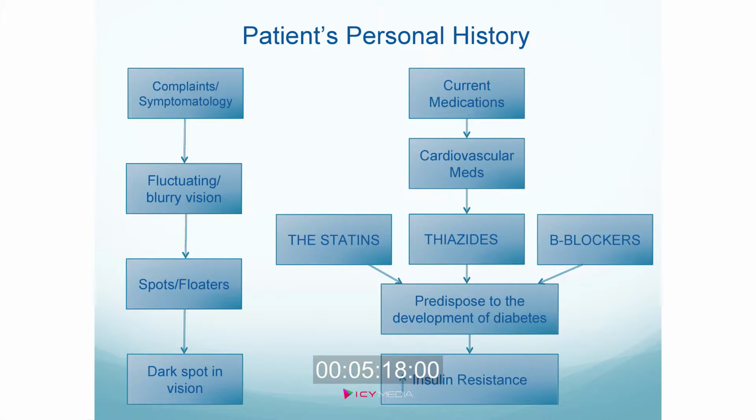The most important thing, obviously, in any patient, regardless of diabetes or not, is why are they there? Are they having new complaints? What is their symptomatology? Okay? Are they having a new onset of fluctuating or blurry vision? And I would say that that's probably the most common complaint that I see in my diabetic patients, that as their blood sugar fluctuates, their vision fluctuates.